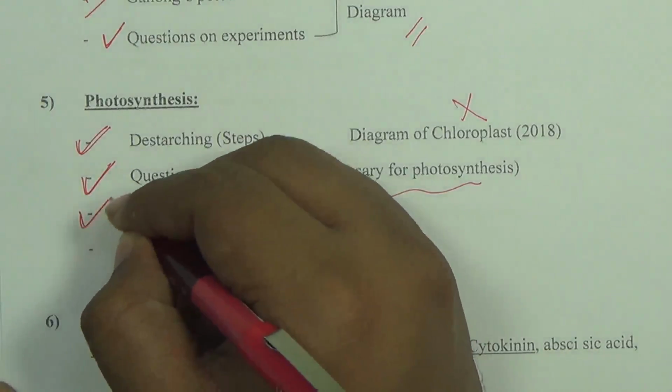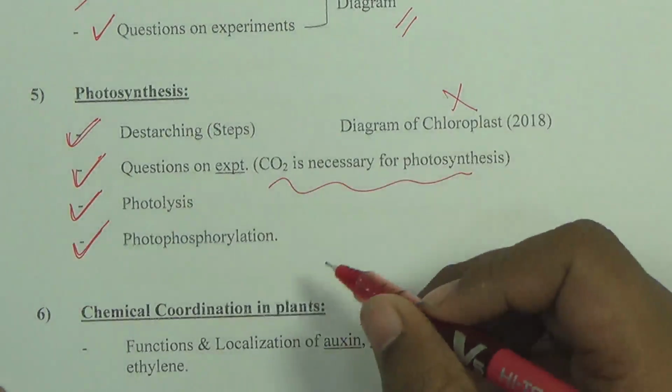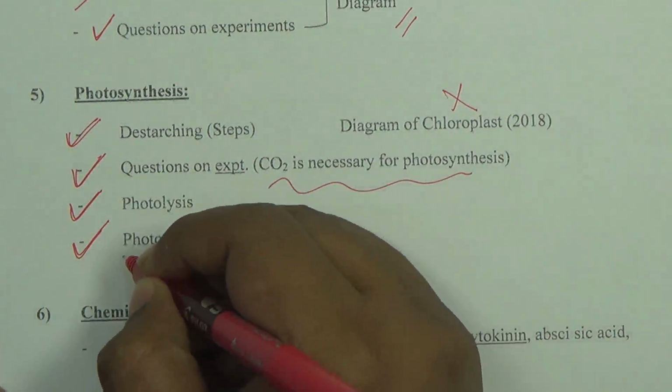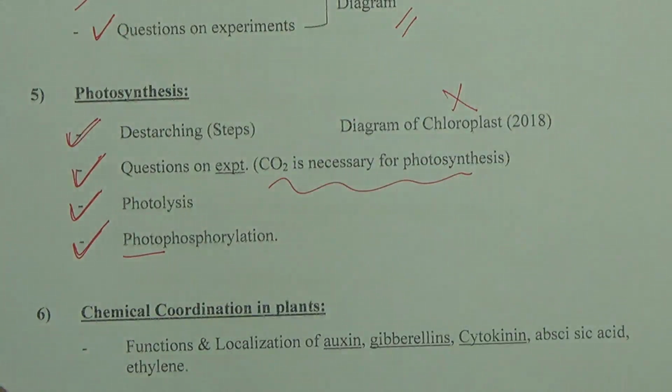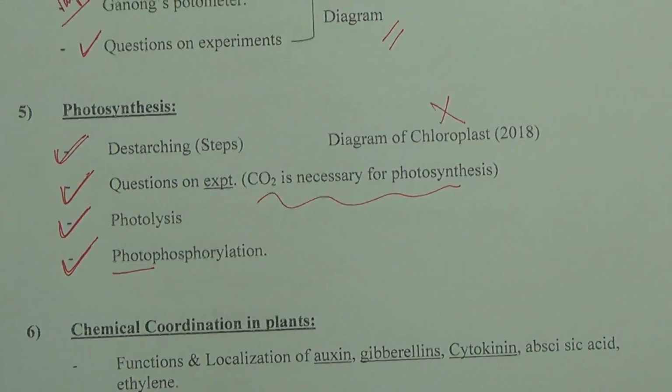What do you mean by photolysis? Equations of photolysis. What do you mean by photophosphorylation and only phosphorylation? Okay, there are two words actually, photophosphorylation and simple phosphorylation. What is the difference between these two? Dark phase is not there in your syllabus. Do not waste your time studying dark phase.